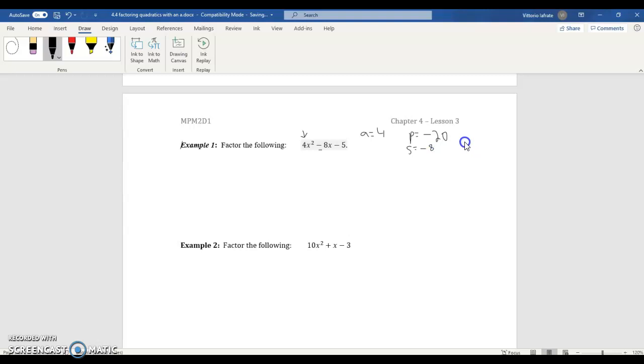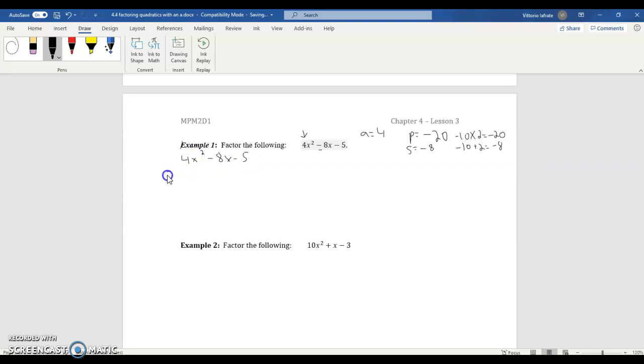So two numbers that might do that would be negative 10. Let's try that out. I might be wrong, but we'll try it out. Negative 10 times 2 gives you negative 20. That works. And then negative 10 plus 2 gives you negative 8. That works as well. So negative 10 and 2 are the numbers that we need. So we're going to proceed with our decomposition. So we have 4x squared minus 8x minus 5.